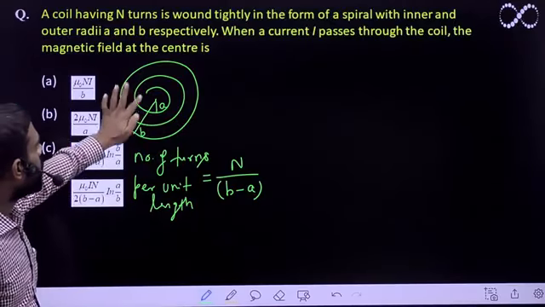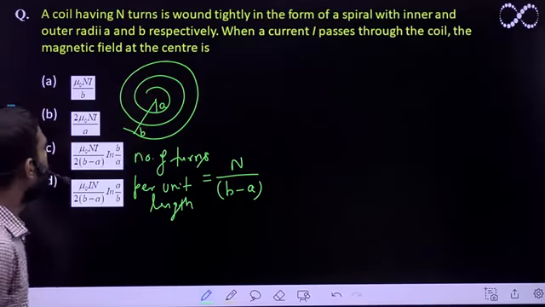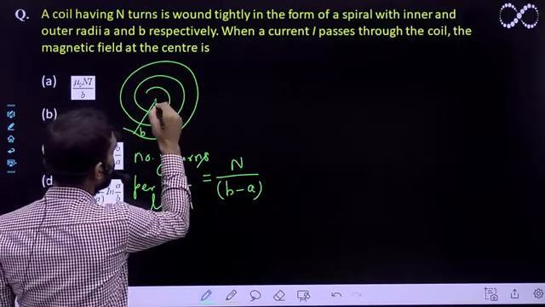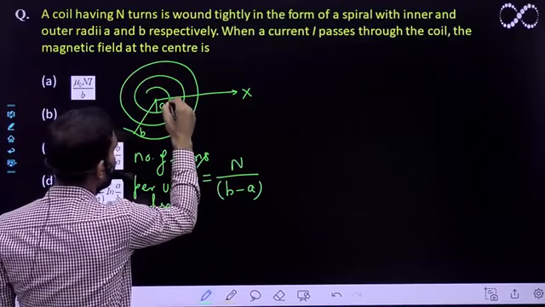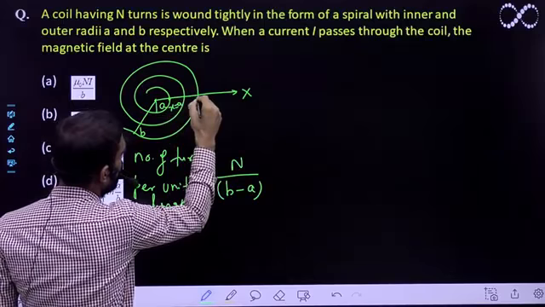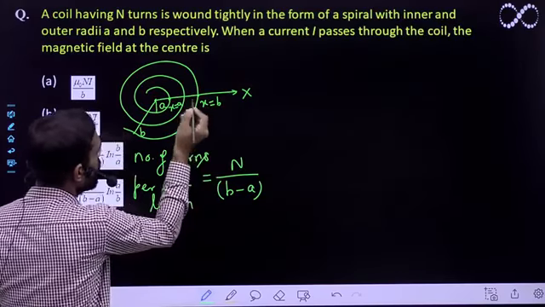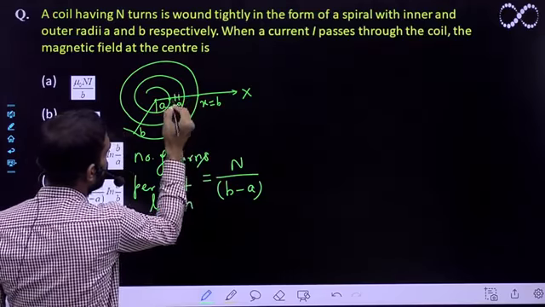Now, current I is flowing, and I need to find the total magnetic field at the center. So what I am doing here, I am taking this one as the x-axis. So this coordinate will be x is equal to a, and this coordinate will be x is equal to b. Okay, let us take any x here, and I am taking a small dx.